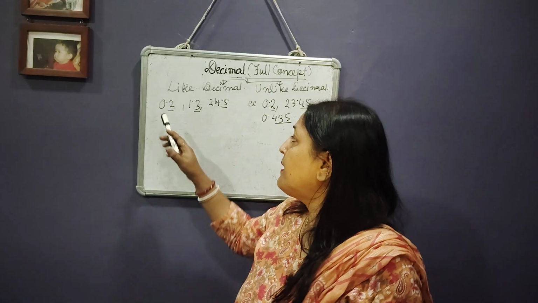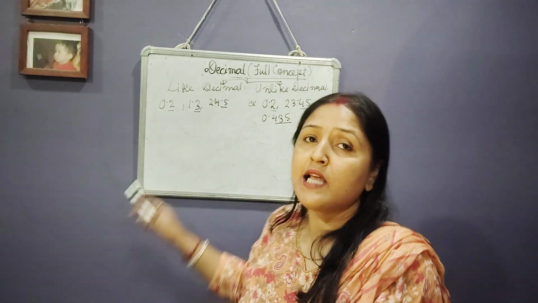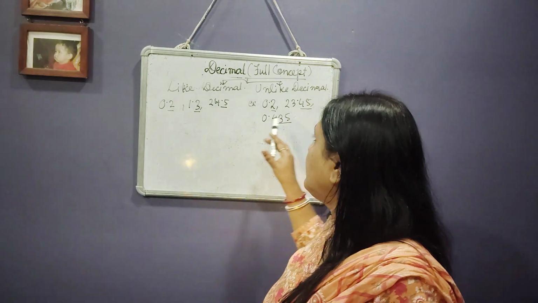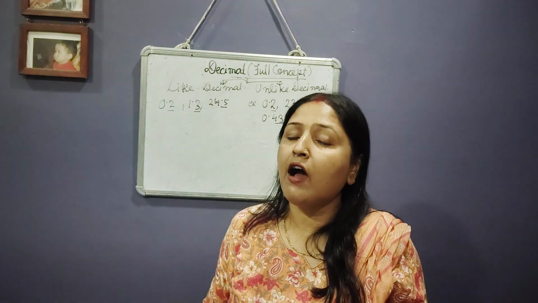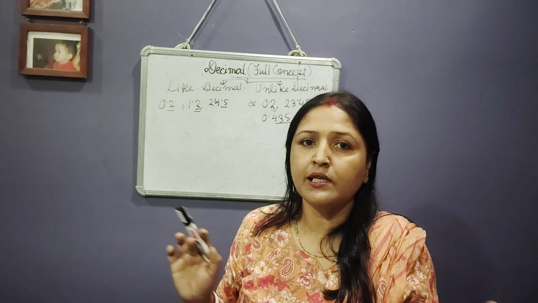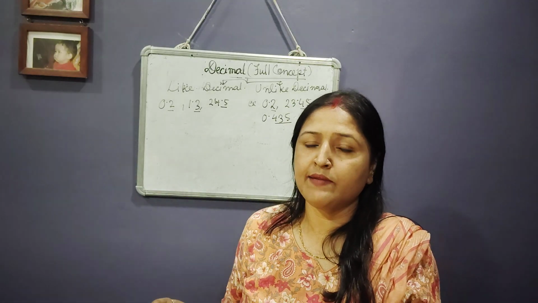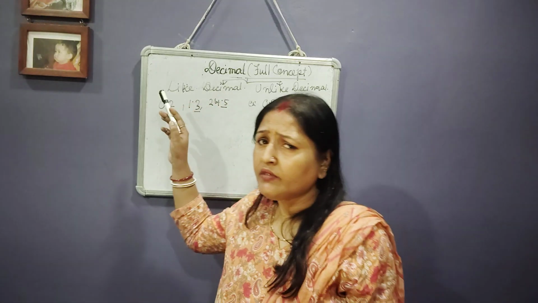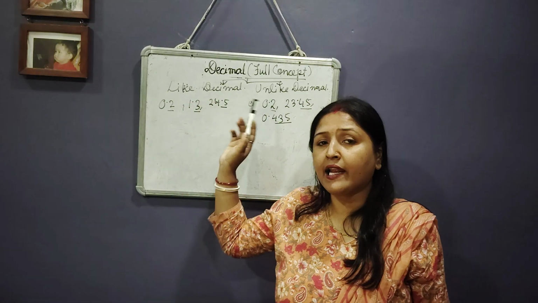In a like decimal, the number of digits after the decimal will be the same, and in an unlike decimal, the number of digits after the decimal will not remain the same. So this is the basic difference between like and unlike decimal. I hope you have understood this particular difference also, like and unlike decimal.